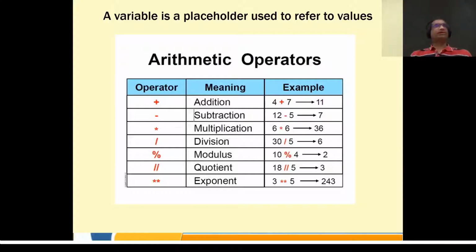Modulus is what is left over when you do 10 divided by 4. It's 2, since 8 plus 2. The quotient is how many times it goes over. An exponent is the power. 3 star star 5 is 3 raised to 5, which is 243. With that said, let's go over and look at it in our Jupyter notebook.